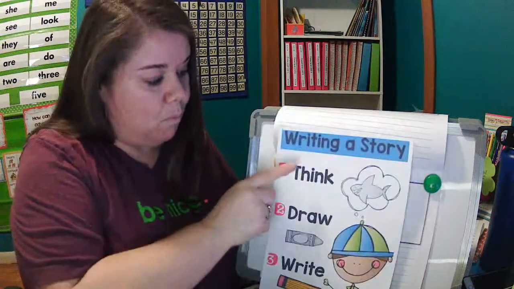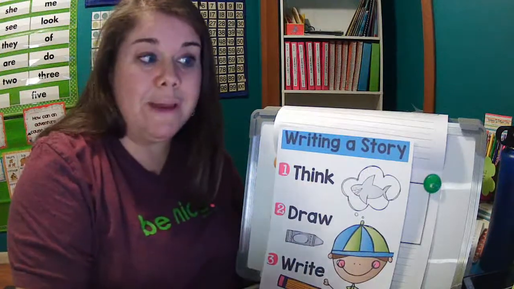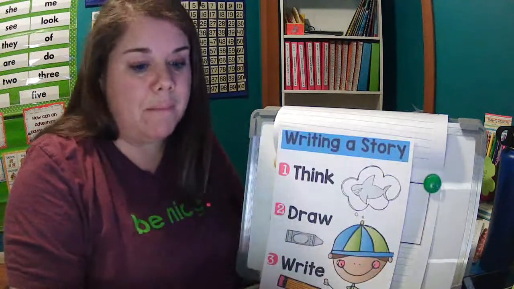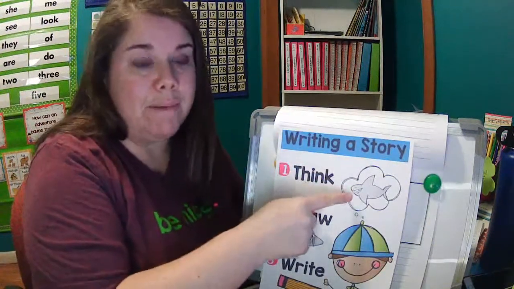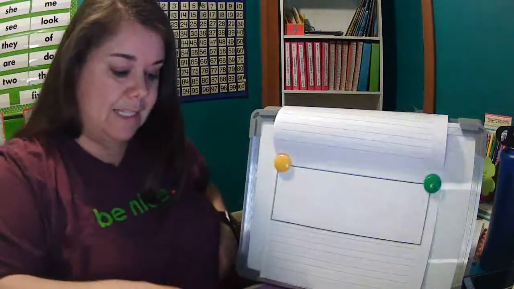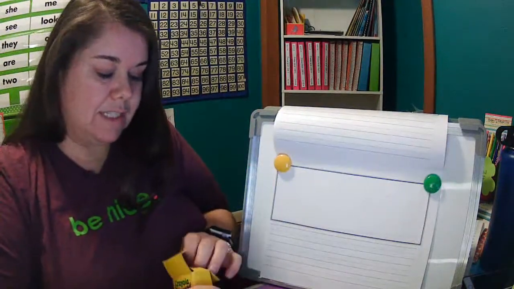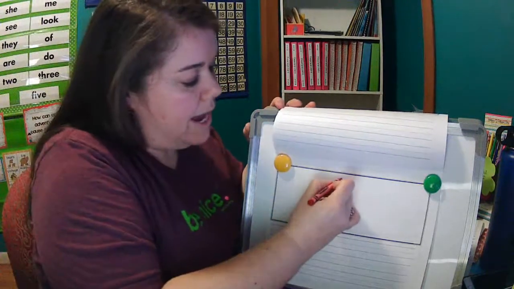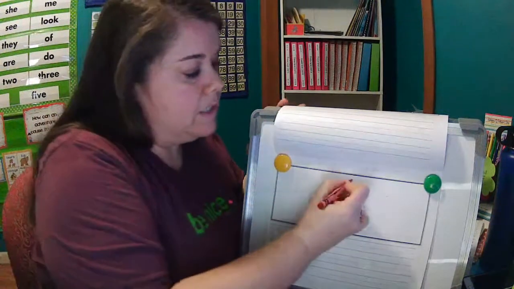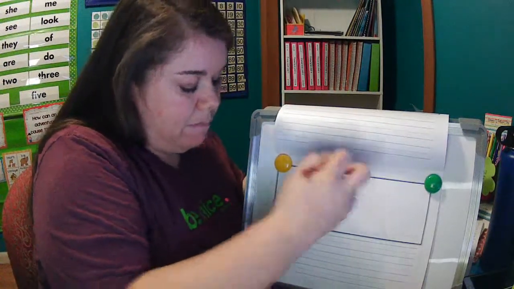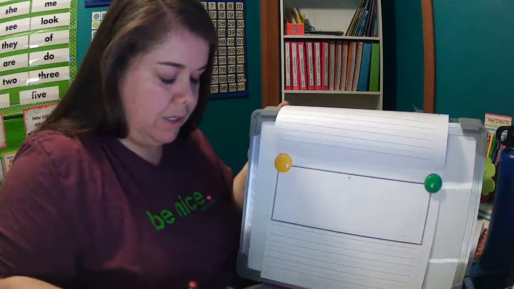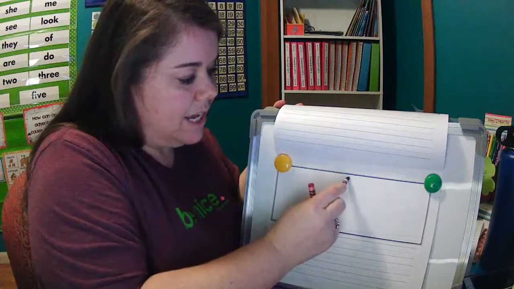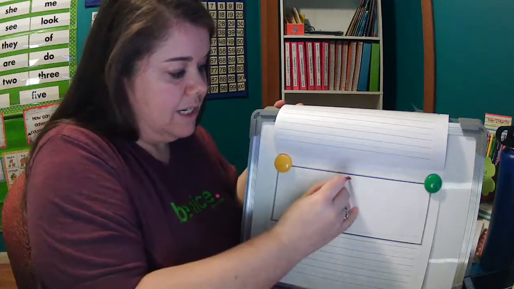So step 1 is done. I used my chart to help me come up with my idea, and I'm going to write about the circus. So next, I'm going to get my crayons, and I'm going to go ahead and draw my pictures. So I don't know about you, but I love going to the circus. So what I remember about the circus is that there is a giant tent.